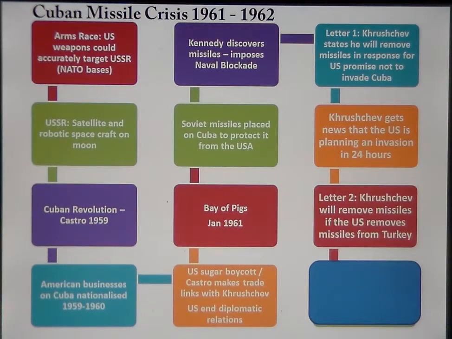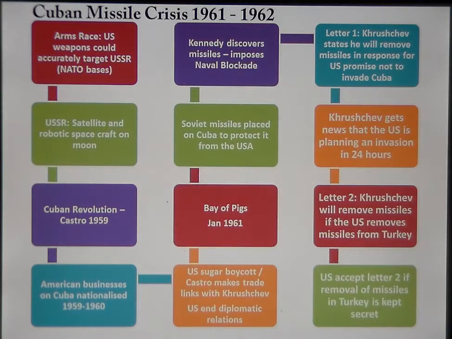And whilst these negotiations are going on, an American spy plane is shot down over Cuba, and there's American politicians known as hawks who are demanding retaliation, and things get incredibly tense. The world is expecting some sort of confrontation, nuclear confrontation. Now, in the end, the US accept the deal that Khrushchev puts forward as long as the removal of American missiles in Turkey is kept secret.